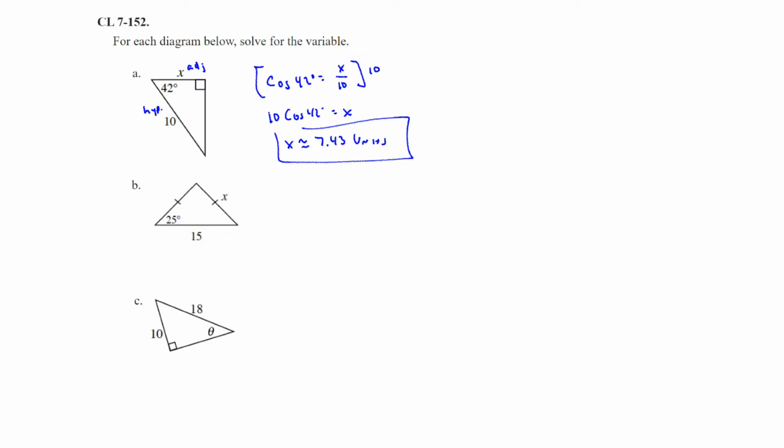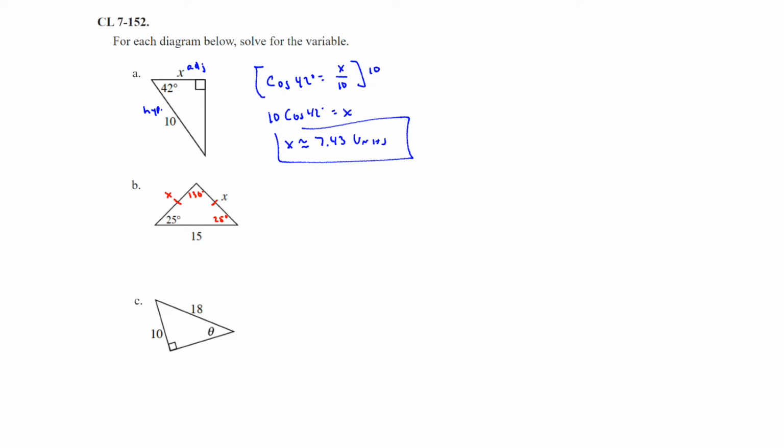On part B, we have an isosceles triangle. So these two side lengths are both x, which means we also know that the two opposite angles are the same, which means they're 25 degrees. And then all three angles have to add up to 180. So 180 minus 25 minus 25, or 180 minus 50, would be 130 degrees.